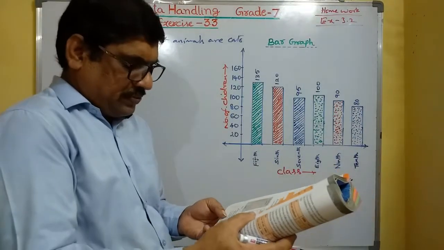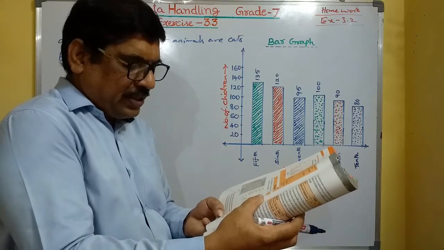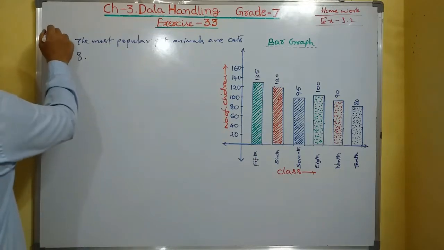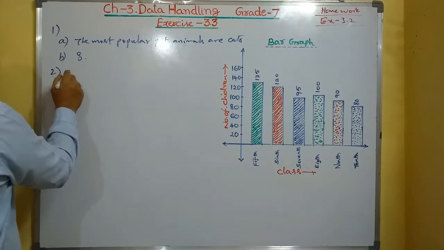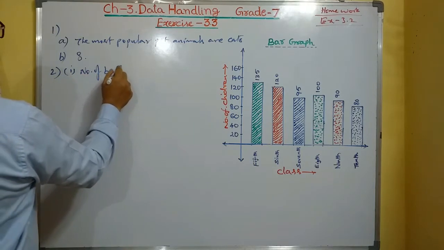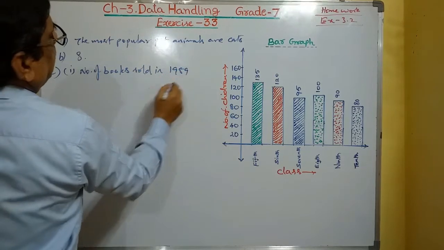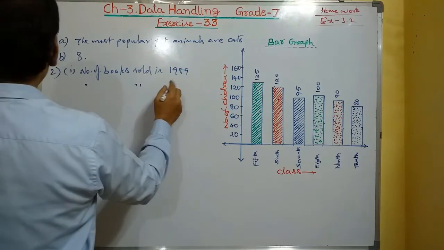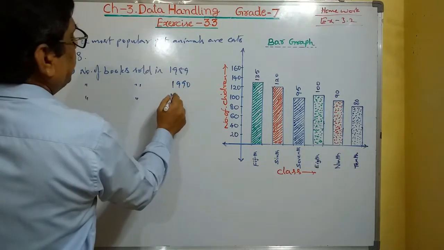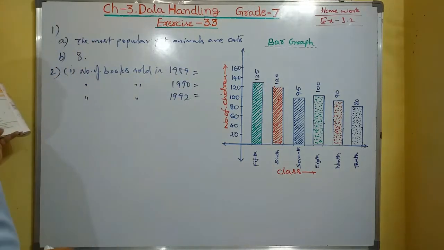Now, first question. About how many books were sold in 1989, 1990, 1992? So let us give the answer for this question. First one, the number of books sold in 1989 and the number of books sold in 1990. What is the other one? 1992. So these three we have to answer.